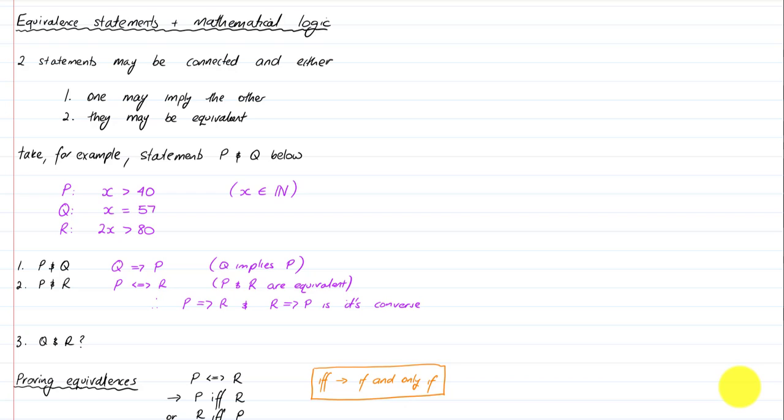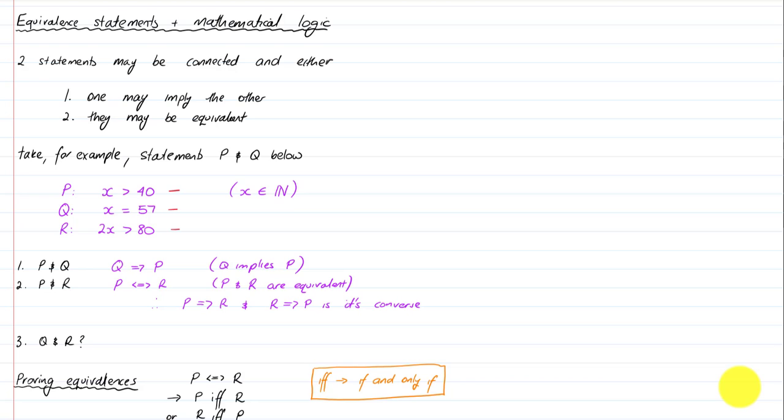So take, for example, P, Q, and R here. And it's all about the algebraic term x, and x exists in the natural numbers. So P is saying that x is greater than 40, Q is saying that x is equal to 57, and R is saying that 2x is greater than 80.